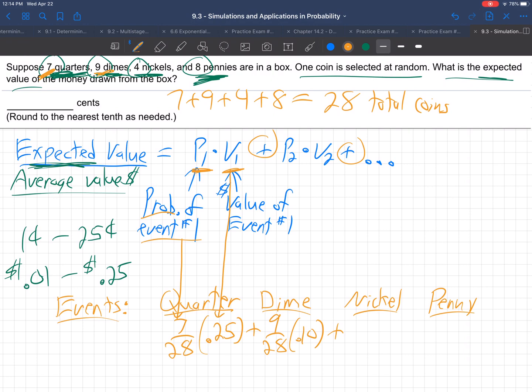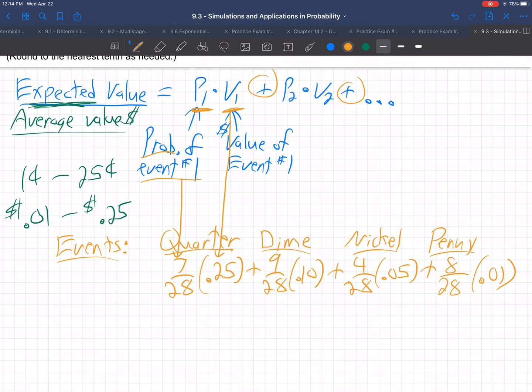Plus, what's the probability of getting a nickel out of the box on one draw? 4 nickels out of 28 coins times the value of a nickel, 0.05. Plus, what's the chance of getting a penny? 8 pennies out of 28 coins. Value of a penny is 1 cent. So there it is. That's going to be the expected, what you expect, or average value.